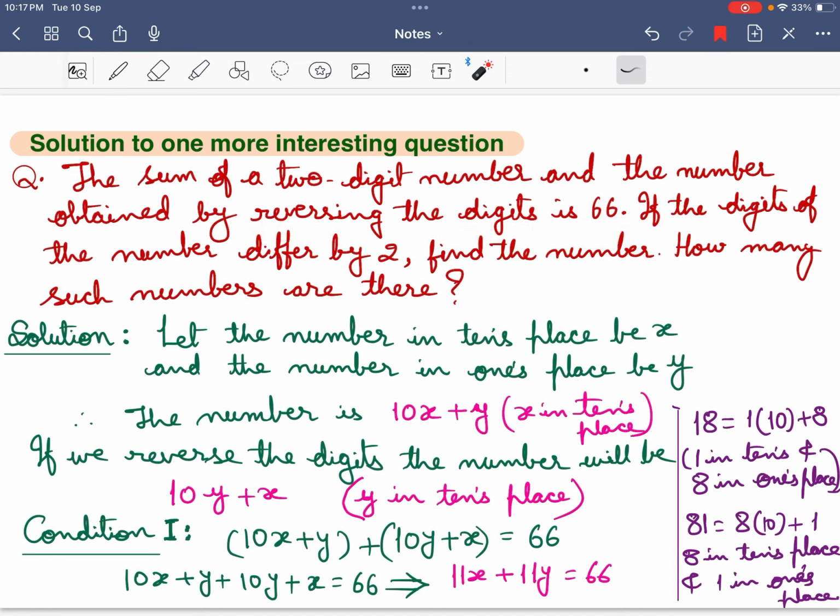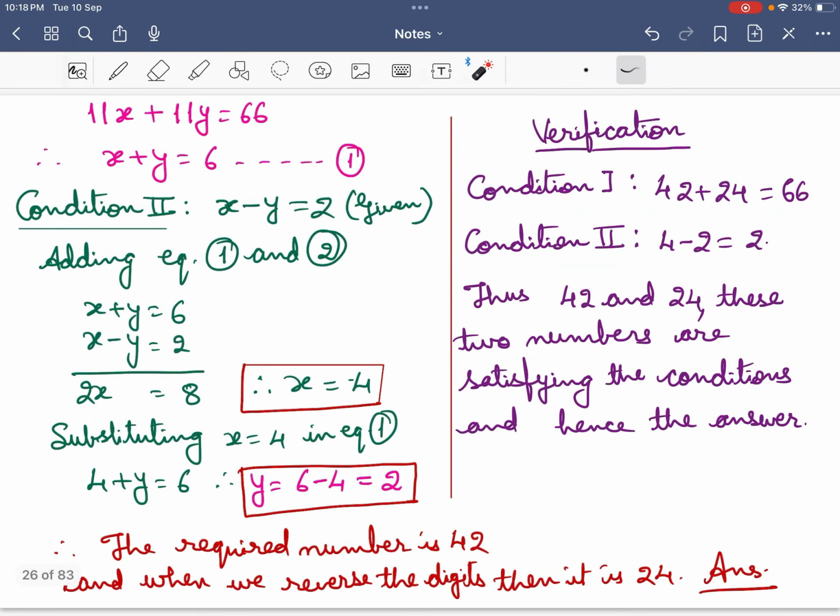So therefore condition 1 becomes 10x plus y plus 10y plus x is equal to 66. So 10x and x is there, so it will be 11x, and 10y plus y is there, so it will be 11y. So 11x plus 11y is equal to 66. Now dividing every term by 11, the 11 will be cancelled and 11 sixes are 66. So we will be getting x plus y is equal to 6. So this will be our first equation.